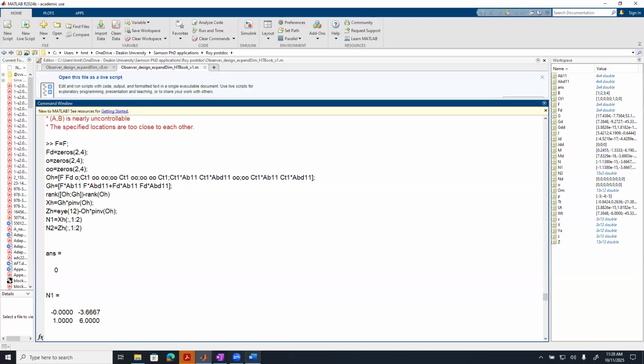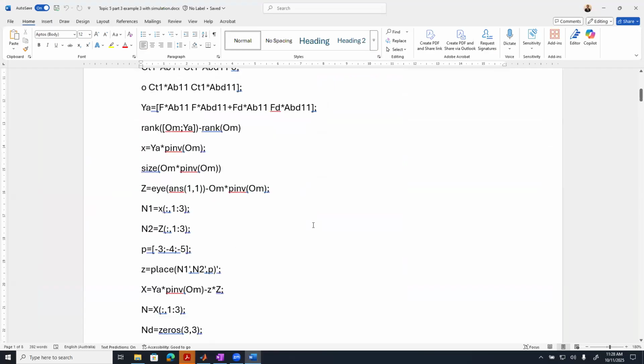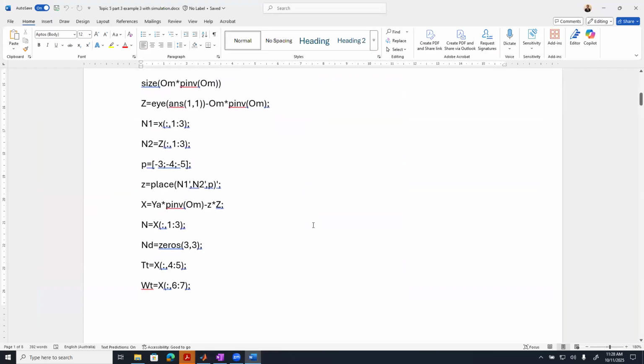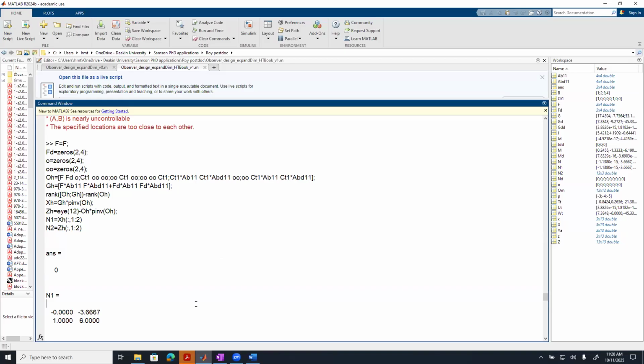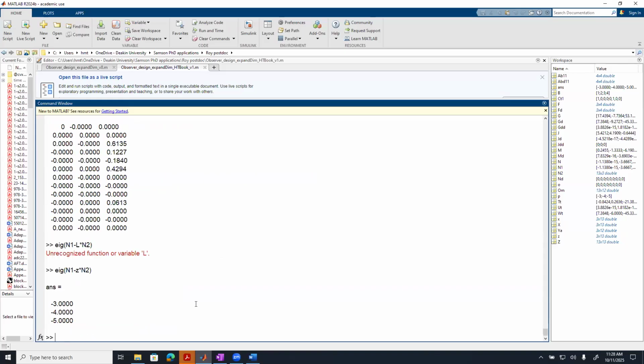Oh, sorry, what's that? So we got that, and then we pick the, yeah, this is called Z, not L. Sorry about that. So when we look at the eigenvalue of this Z, we got the poles at -3, -4, -5.